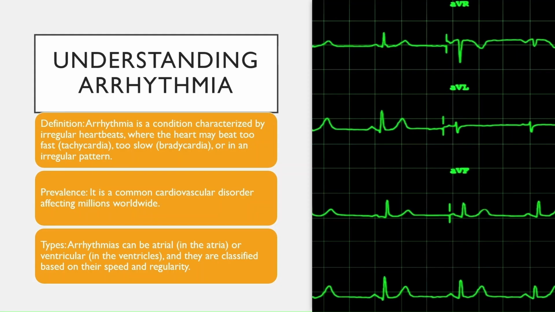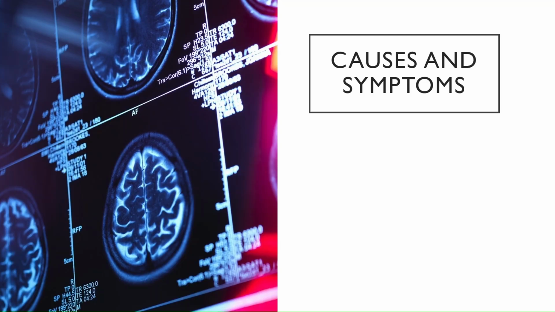Types of arrhythmia. Arrhythmia can be atrial if it's generated in the atria of the heart, or ventricular if it's generated in the ventricle of the heart. And they are classified based on their speed and regularities. Some types of arrhythmia may cause sudden death. As an example, in the UK, there were around 100,000 deaths related to arrhythmia every single year. Now, some of these deaths could be avoided if the arrhythmia had been detected earlier.